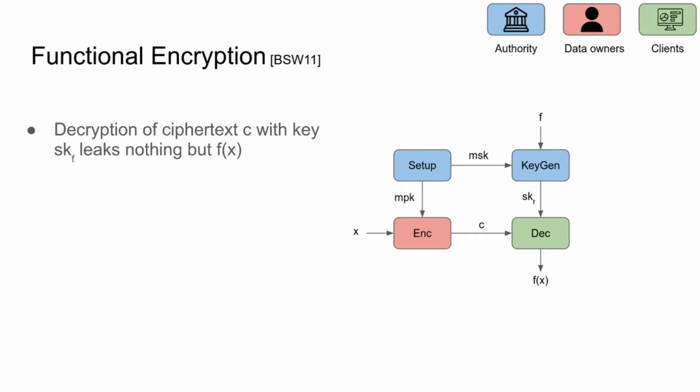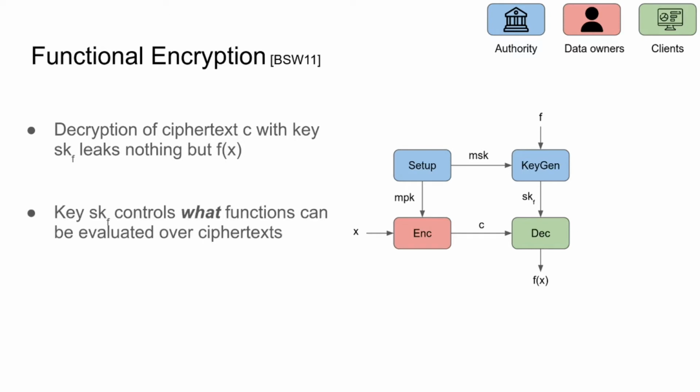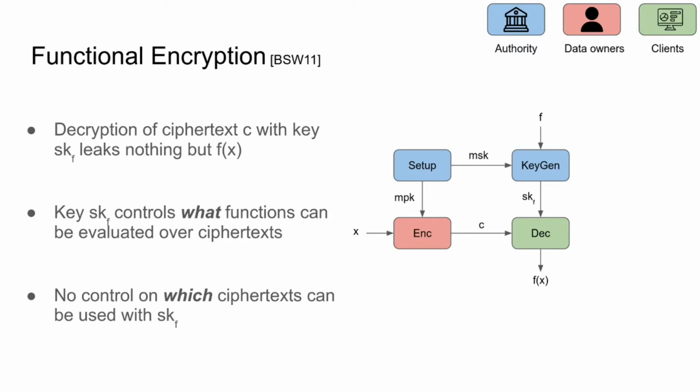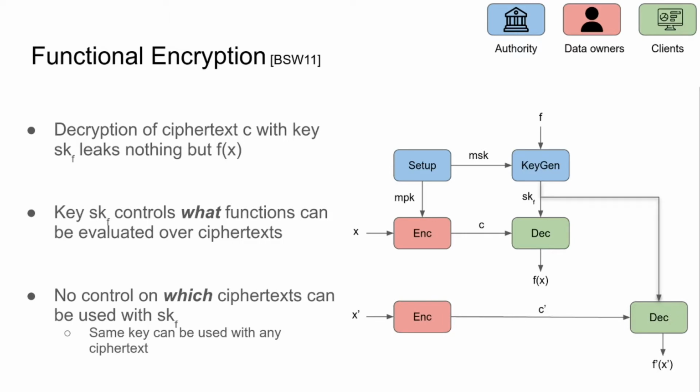As such, the authority can decide who can compute a function over encrypted data and which functions can be computed. Yet, the authority has no control on the ciphertexts used to compute that function. A client holding a function key for function f can evaluate f over any available ciphertext.